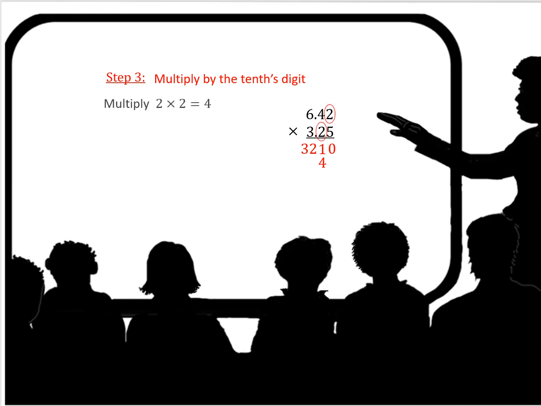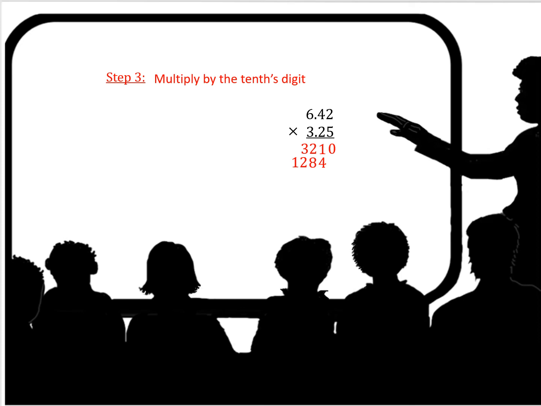Step 3 is multiplying by the tenths digit. If you didn't have the decimal point, it would be the tens digit. So 5 times 2 is 10. Put down the 0, carry the 1. Or I'm sorry, 2 times 2 is 4. Put down the 4. 2 times 4 is 8. Put down the 8. And then 2 times 6 is 12. So you're just going to put the 12. Notice that they're all lined up in columns. That's really important because you're going to have to add all those columns at the end.